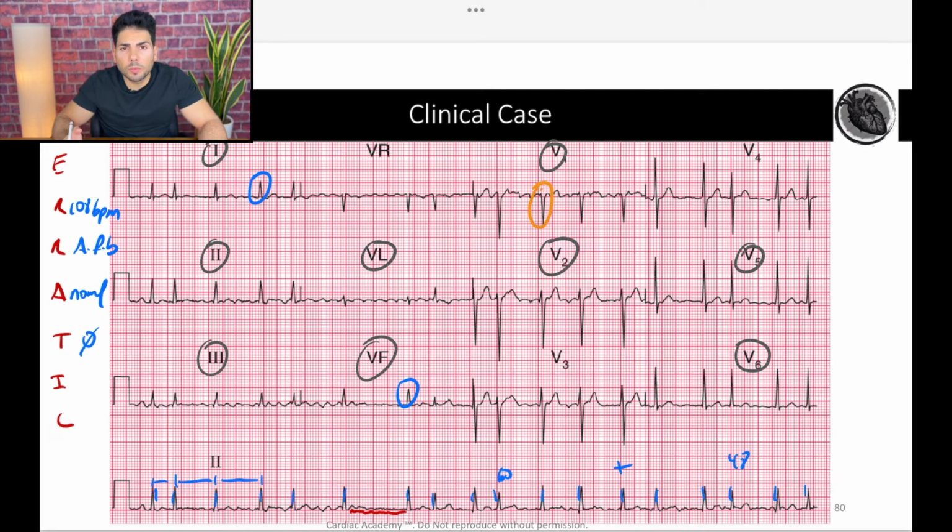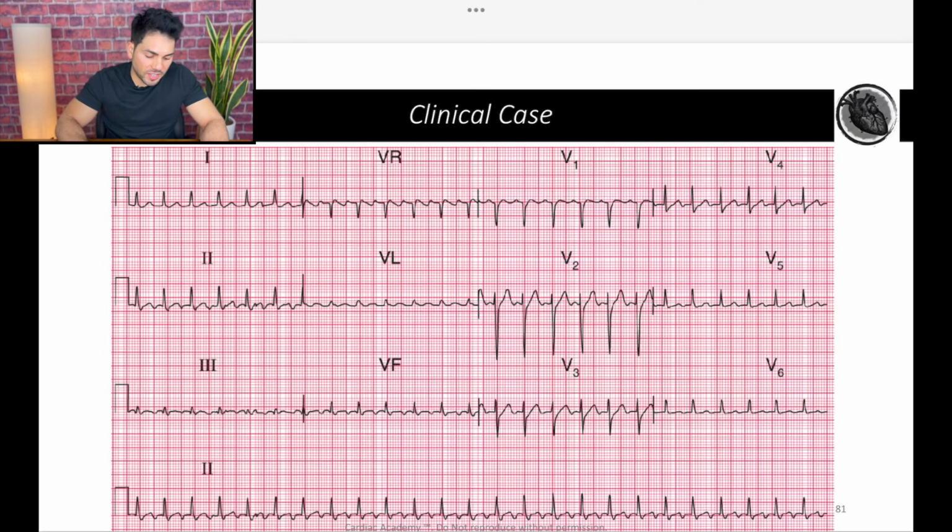Then chambers, we look for hypertrophy. We look at the criteria. It doesn't meet the Sokolow-Lyon criteria, nor the Cornell criteria. There's no right axis deviation, so there's no right ventricular hypertrophy either. So that's negative. So in conclusion, we have A.Fib with RVR. Why RVR? RVR stands for rapid ventricular response. If you have A.Fib with a heart rate above 100, it meets criteria for A.Fib with RVR, okay? Excellent.